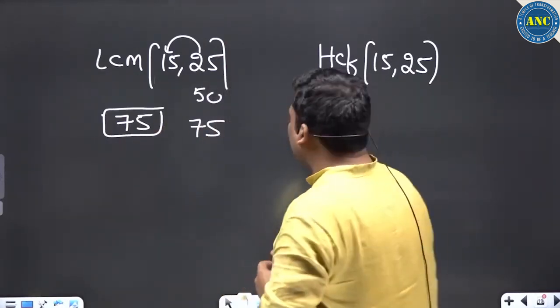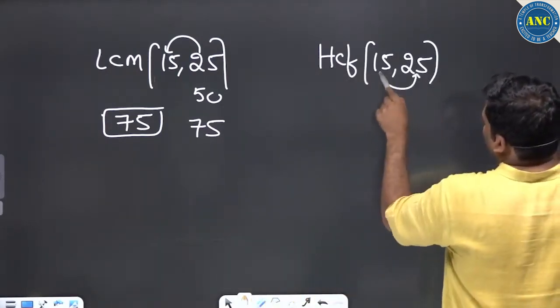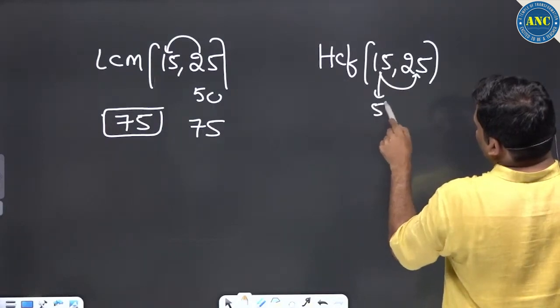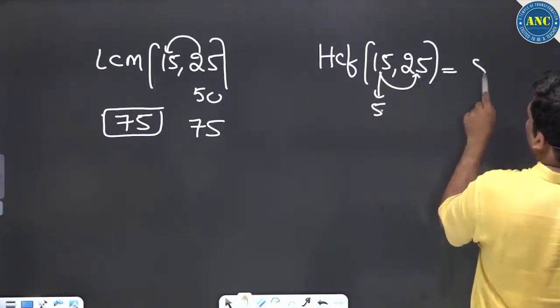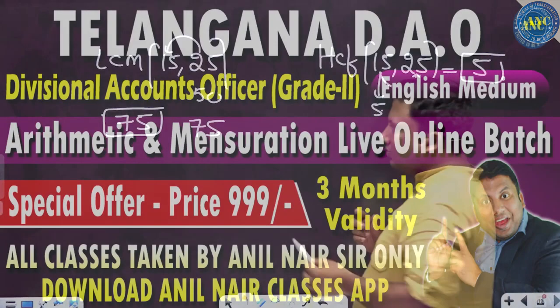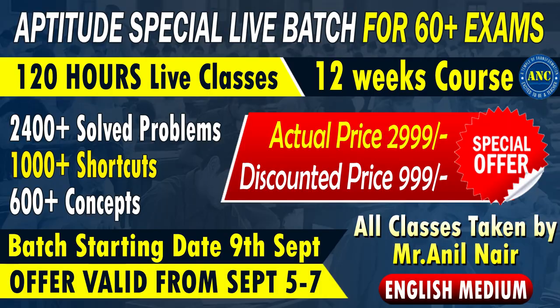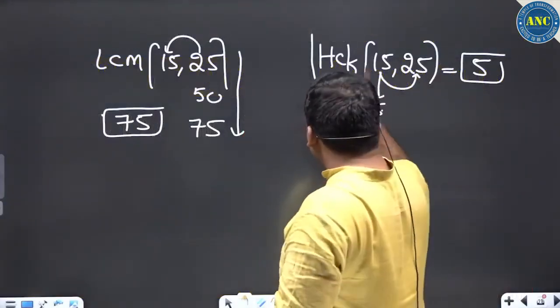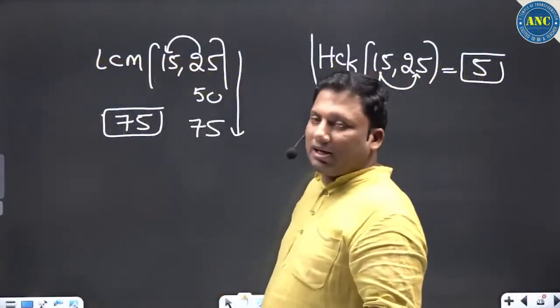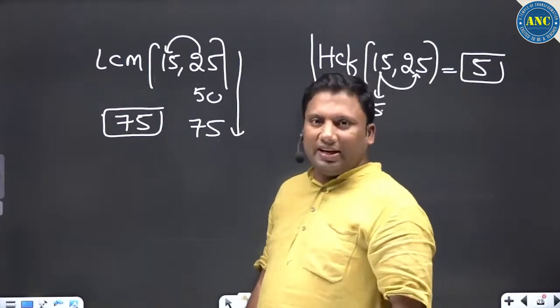Now HCF of 15, 25. Does 15 divide 25? No. Take a factor of 15, which is 5. Does 5 divide 25? Yes. The answer is 5. For LCM, I take multiples of the largest number. For HCF, I take factors of the smallest number. I hope the idea is clear.